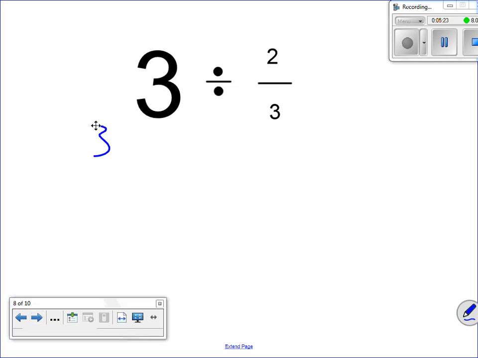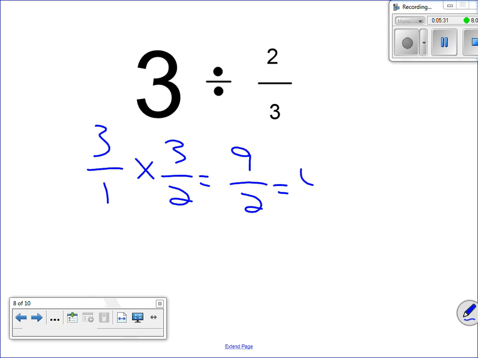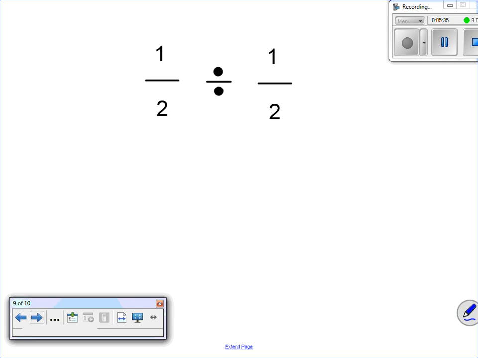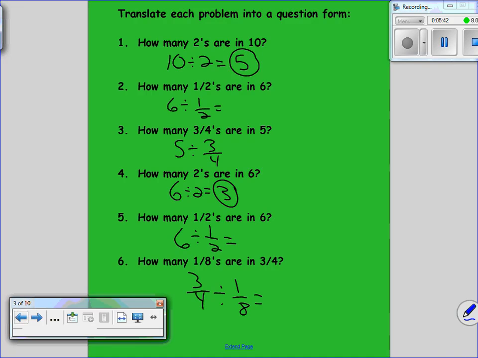3/1, right? Times 3/2. Your answer is 9/2. How many 2's go into 9? 4 do, 1's left over, 4.5. We've already done this problem. Perfect. Let's jump back to the beginning, that green page.